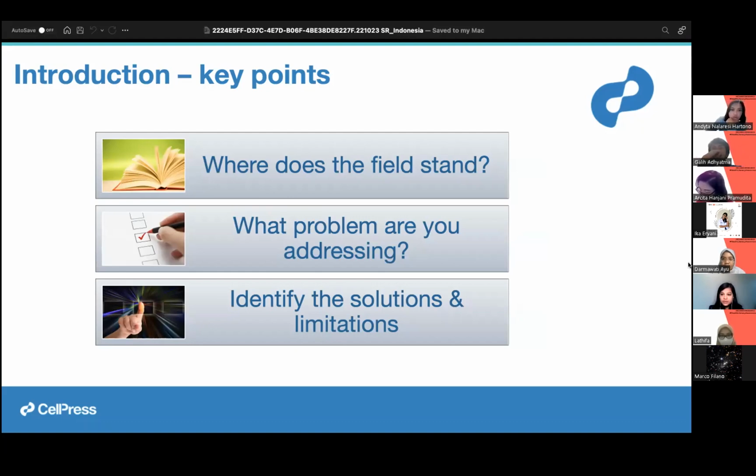And then what problem are you addressing? So what do we know? What do we not know? And why the things we don't know are the reason why you actually did this project. And then, what solution did your work propose? So how did you address this question? What did you do? Very briefly, what do your findings show?